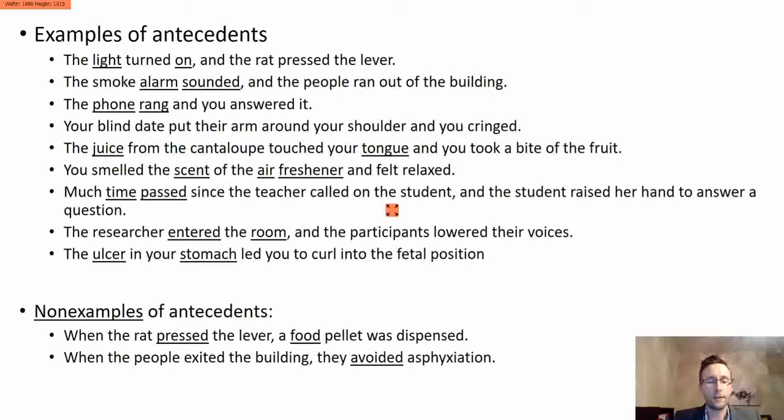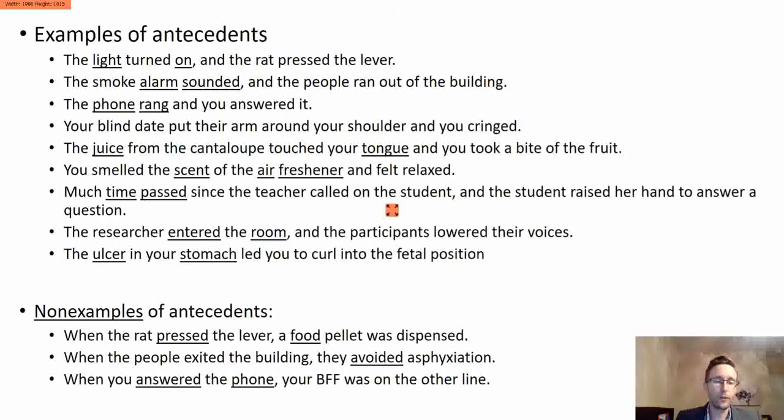When the people exited the building, they avoided asphyxiation or smoke inhalation. All right, so let's say we have one person. They exited the building. The consequence is that they weren't asphyxiated by the smoke in the building that, let's say, is on fire or something. So avoidance is a consequence, not an antecedent. When you answered the phone, your best friend was on the other line, and they're talking to you. So answering the phone is the behavior. The consequence is your friend on the other line talking to you.